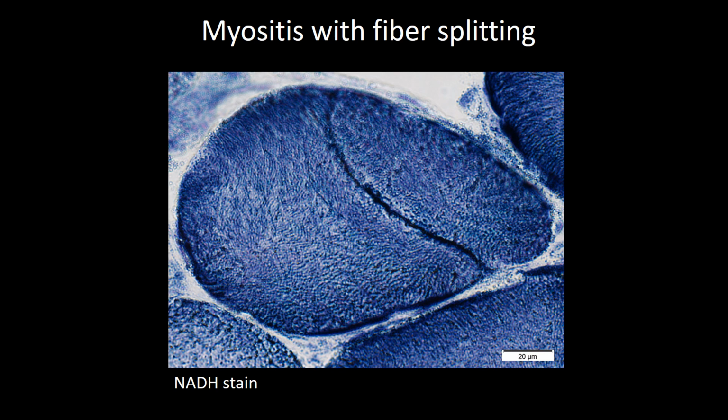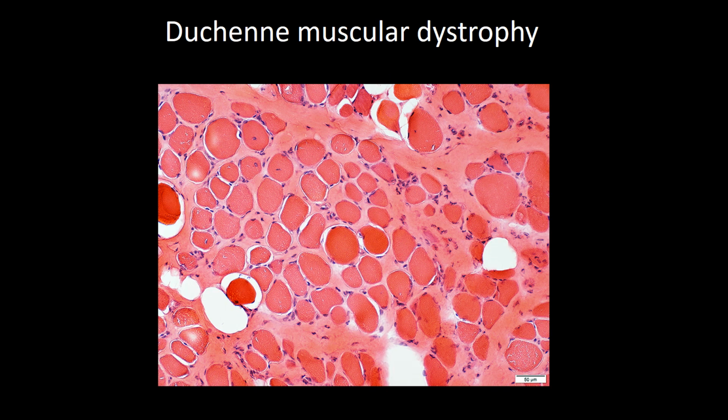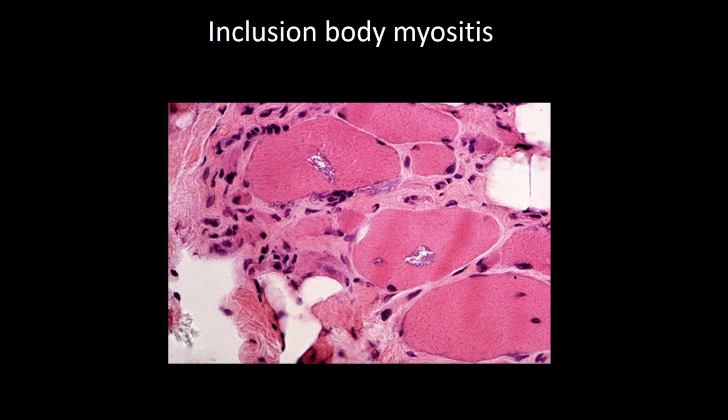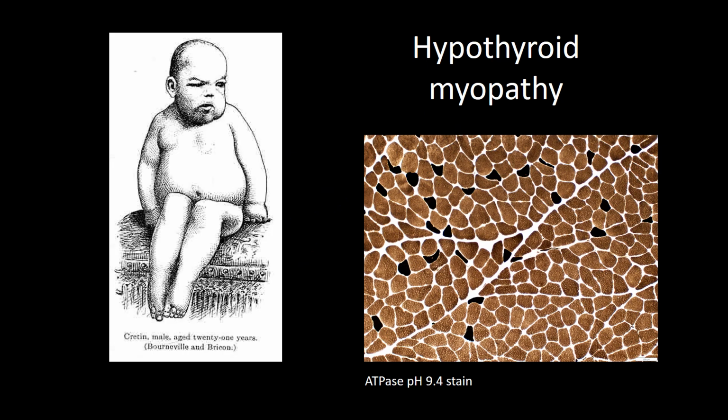3. Myositis with fiber splitting. The splitting is easily noticed here. 4. Duchenne muscular dystrophy. Duchenne muscular dystrophy is characterized by excessive muscle size variability, round fibers, and internal nuclei. Connective tissue is increased. 5. Inclusion body myositis. Here you can see an inclusion body and here another one. 6. Hypothyroid myopathy. Hypothyroid myopathy is characterized by type 2 atrophy. Notice the sparsity of dark fibers compared to the light fibers.